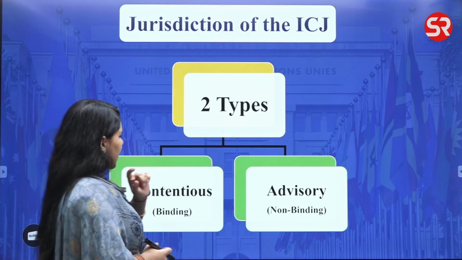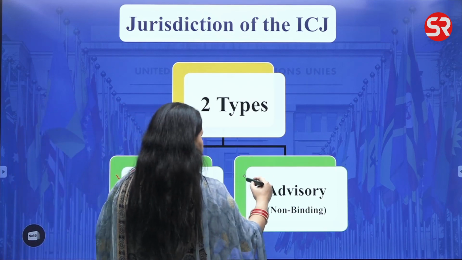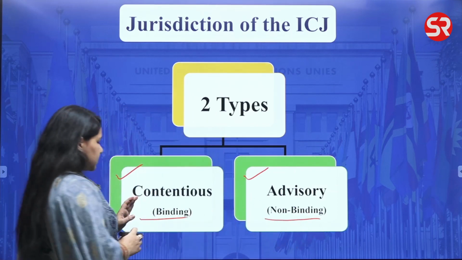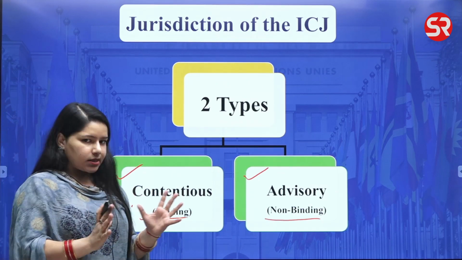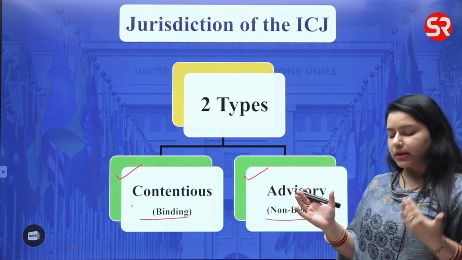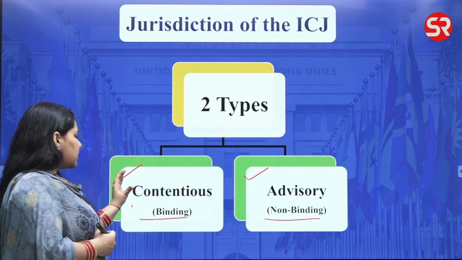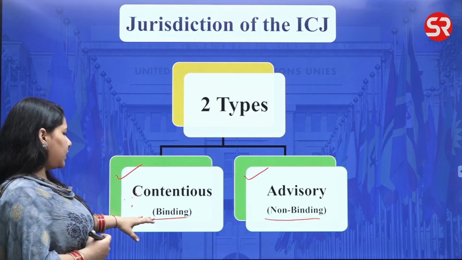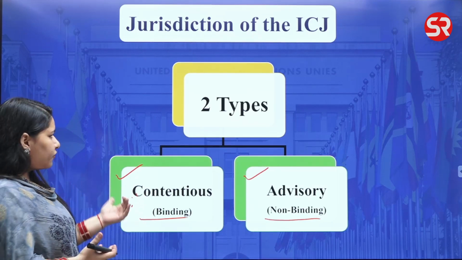Then the jurisdiction of the ICJ. Basically there are two types of jurisdiction. First is contentious and second is advisory. Contentious is binding and advisory is non-binding. Contentious is basically among states. When two states go to the ICJ for legal dispute settlement and the ICJ gives a verdict, they have to follow that verdict because they signed the jurisdiction that this verdict will be binding. So you have to follow the final decision of the court.